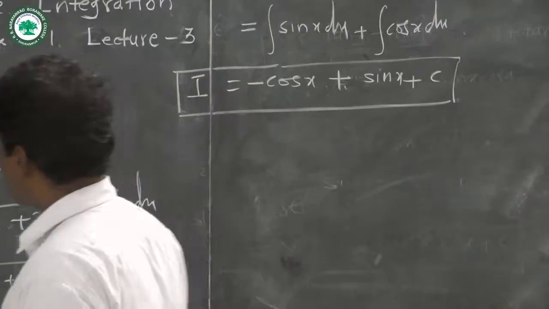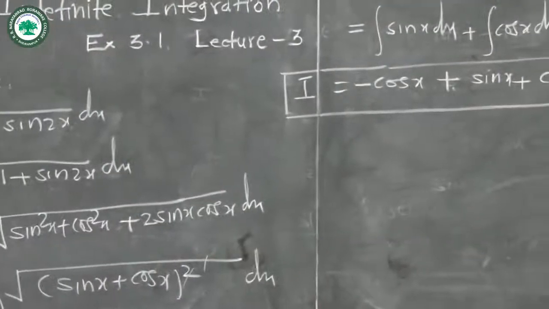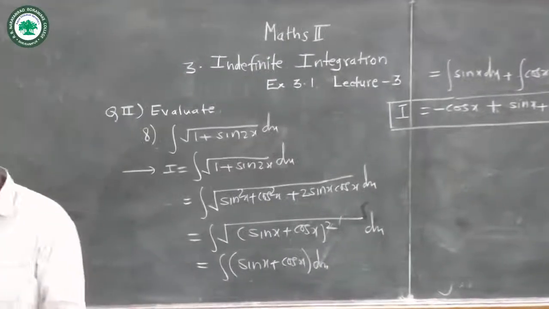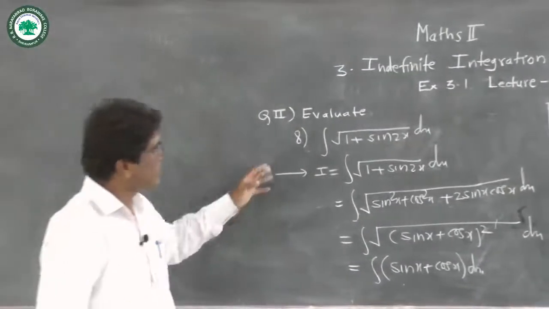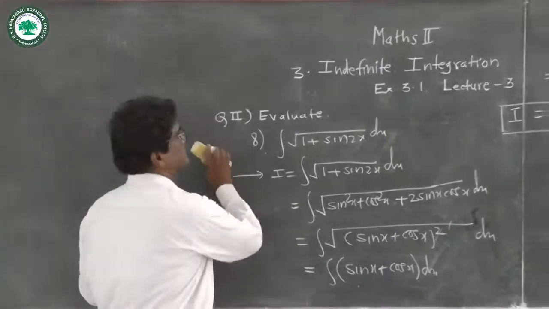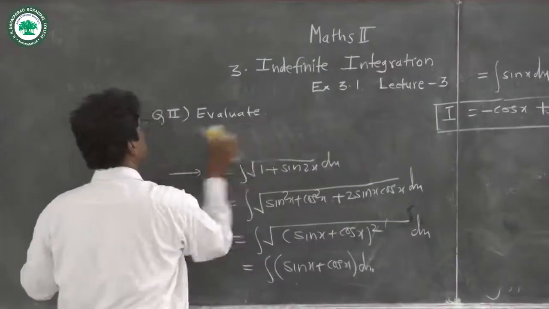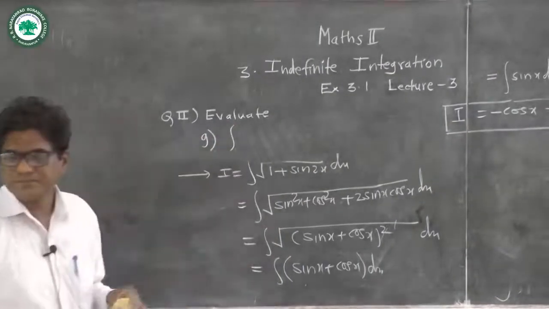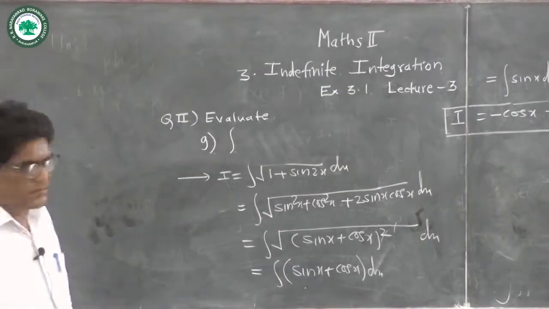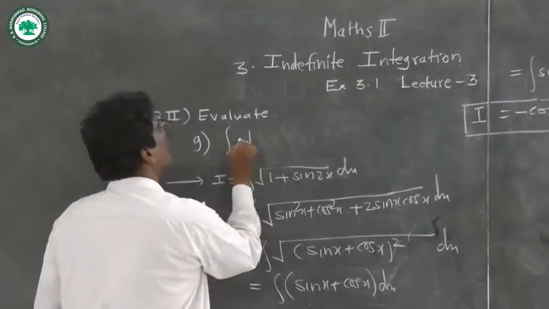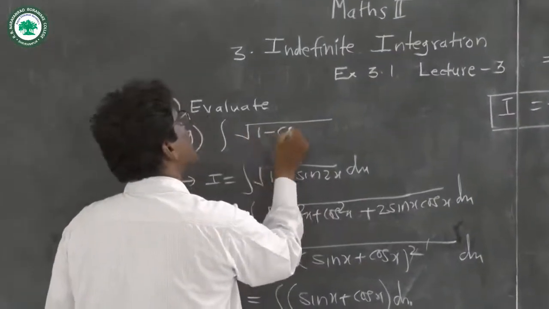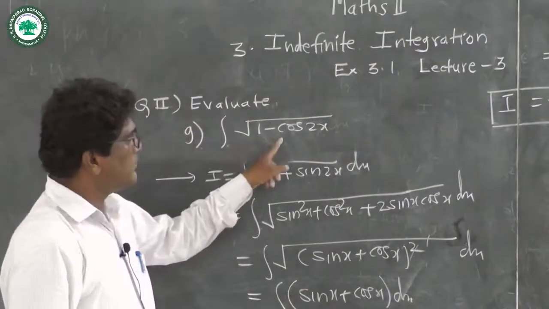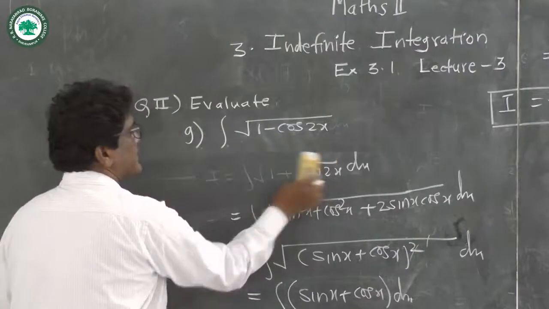Now take the screenshot and write in your notebook. Now here we see the 9th problem in question number 2nd. Next problem, 9th problem. Integration of under root of 1 minus cos of 2x.